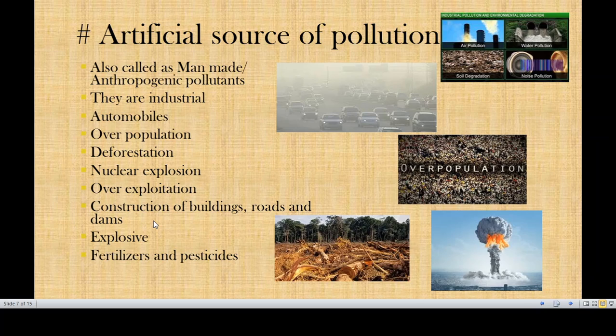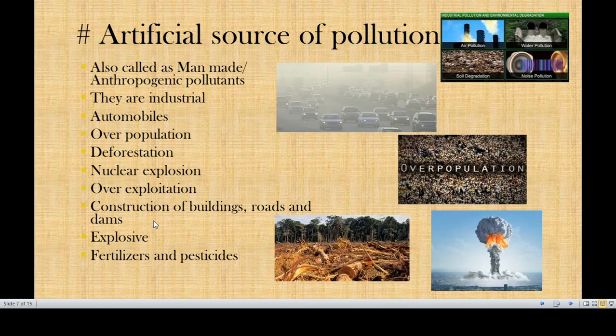Construction of buildings, roads and dams is, of course, one of the major anthropogenic activities, the human system is creating now and then. You can find on a single road itself that huge buildings and roads are being created. And of course, a dam is for water supply, but again it is one of the problems.